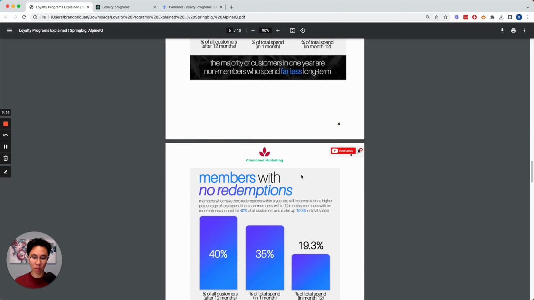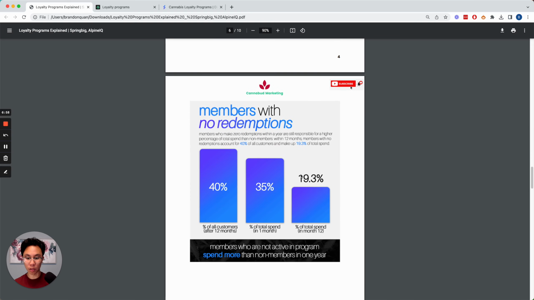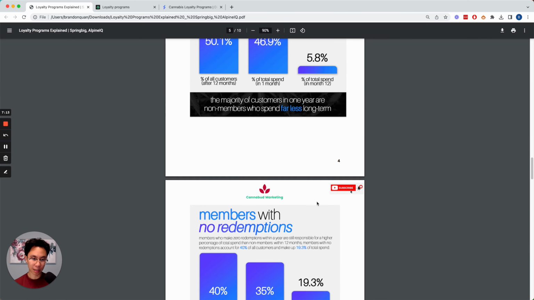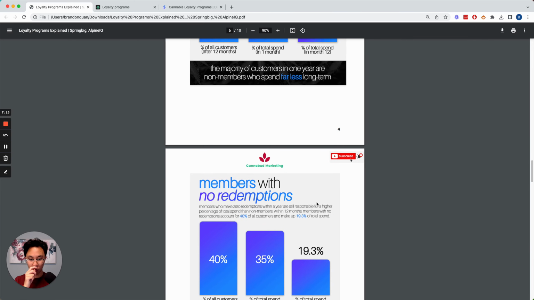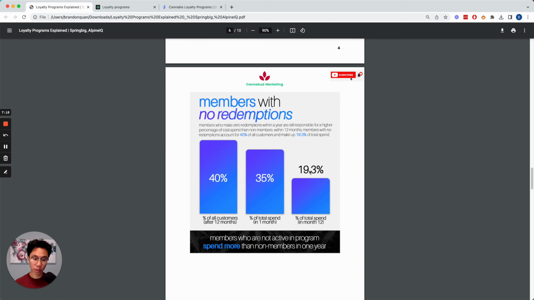Now, let's see what happens when you have members with no redemptions, right? Members that are part of the loyalty program but do not have any redemptions make up 40% of all the customers, right? But now you can see this increased by almost three times, more than three times, right? So almost 20% of the total spend in month 12 is made up of the 40% of customers who are members, but they haven't done any redemptions. They just signed up for the membership and haven't redeemed any offers or anything like that, right?